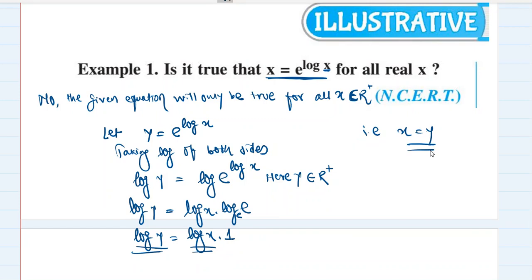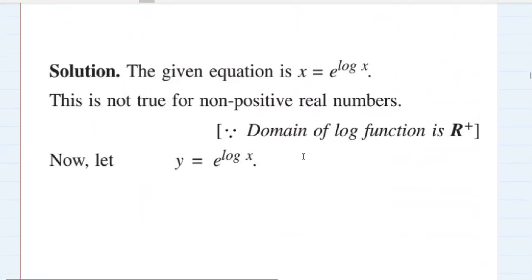Do you understand why x is equal to y? x is equal to y because log of x is equal to log of y. That's what we have proved. And what is y? y is a positive real number. Hence, we can say that x also belongs to R plus, to the set of positive real numbers. Okay, so this is the justification. Let's go to the next question.